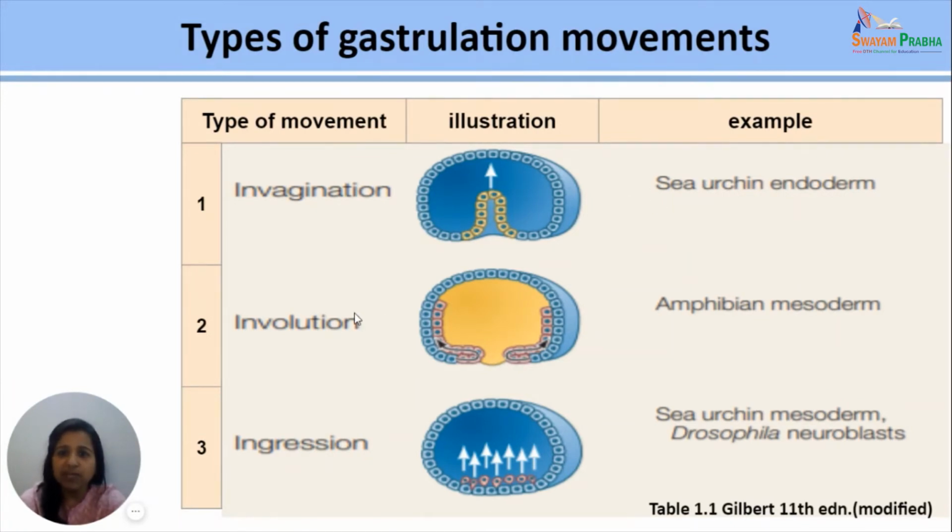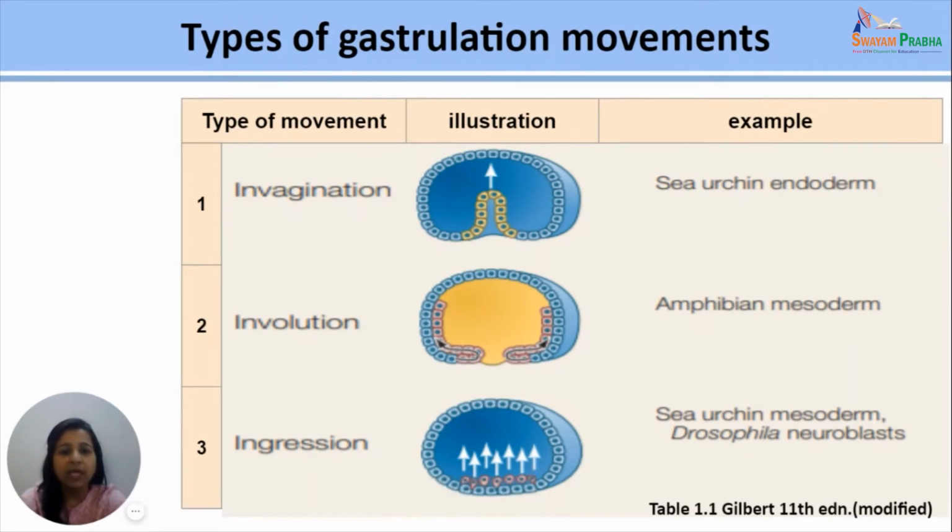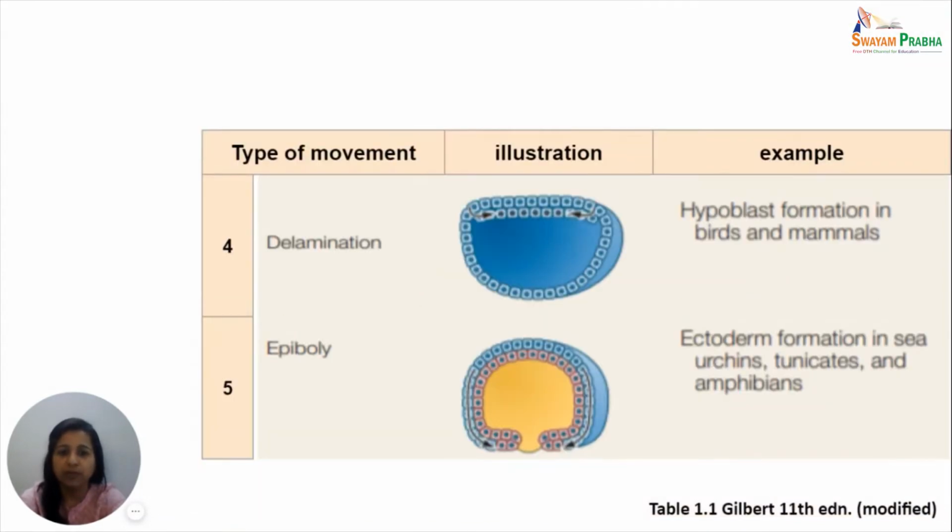The second type of gastrulation movement in general is the involution. During involution, as we studied in the amphibian mesoderm, the layer of cells starts folding upon itself, turns inward, and starts growing on the inside of the layer which is remaining on the outside. The third is the ingression. During ingression, some cells from the outer layer break off from it and move to the interior, or to the blastocele, as happens in the mesoderm of sea urchin and neuroblasts of the Drosophila.